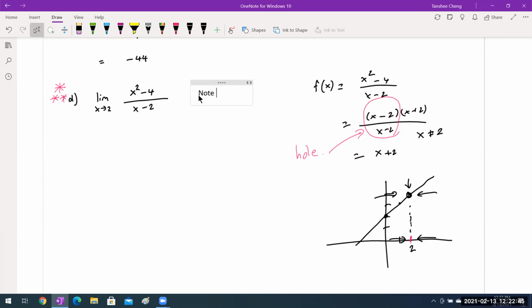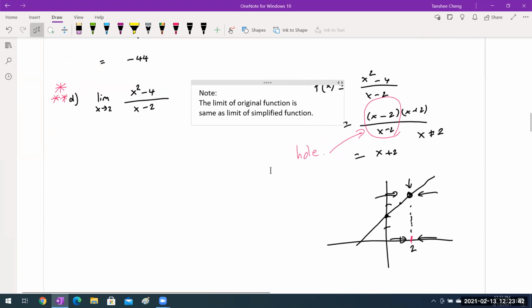So here's the note. If the limit of the original function is, I should say, the limit value, oh no, the limit of a function is a value already. So the limit of a function is the same as the limit of the simplified function. That is the trick that you need to remember, so that in this type of problem, you can expand and think about it.